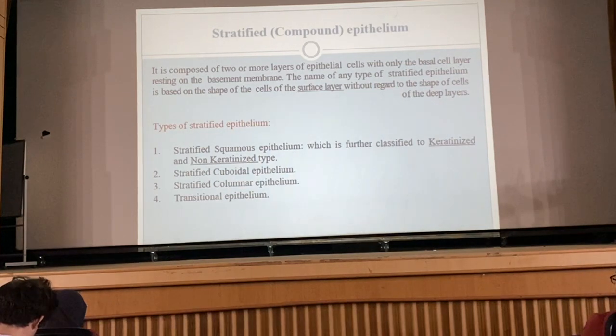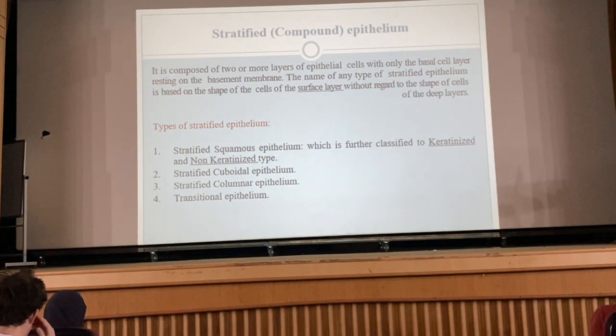While the name of the stratified epithelium refers to the shape of the cells found on the superficial layer or the surface layer, without regard to the shape of the other layers. It means when we say stratified squamous epithelium, it doesn't mean that all layers are squamous in shape. Only the superficial layer, or the cells located at the surface of the epithelium, are of squamous or flat type. Otherwise, the basal layer may be columnar or cuboidal or polyhedral.